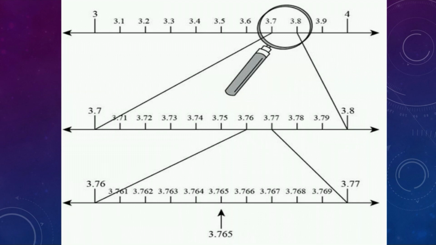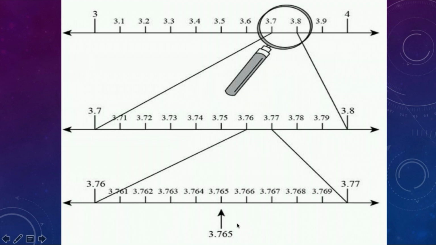This is how you will divide the line and this is how your diagram will look in your copy. It's not necessary for you all to make this magnifying lens. You can just make the lines and show the diagram in your copy. So this is the point 3.765. And always keep in mind, only use your pencil and ruler to draw this diagram. Don't use your black pens.